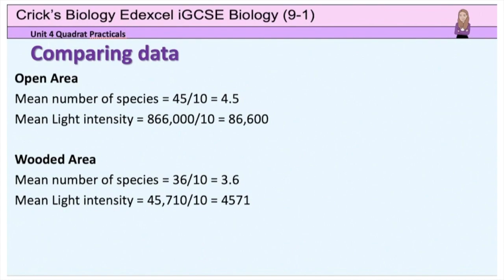This indicates that the open area has greater plant biodiversity, which is likely to be due to the fact there is more light availability for photosynthesis, as there are no trees blocking the sunlight to the ground. The difference is not large, but there is a difference. Now try plotting your results on a bar graph, where you put the area at the bottom on the x-axis and the mean number of species up on the y-axis.